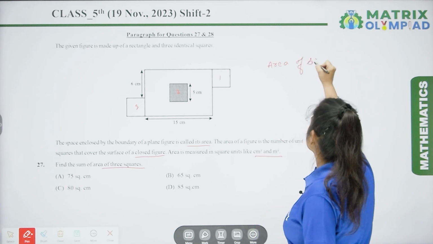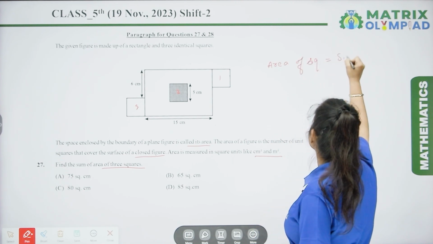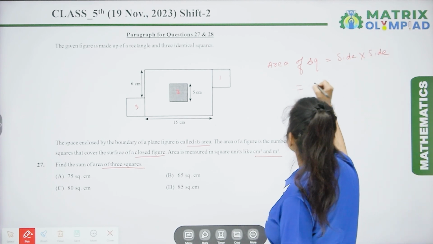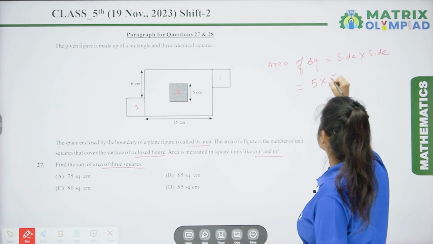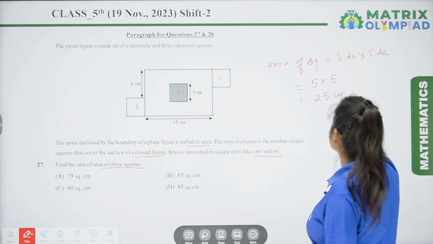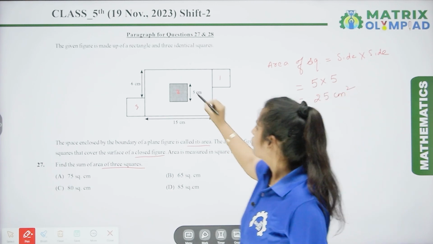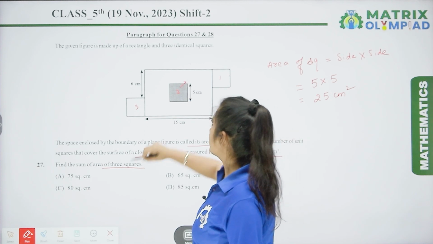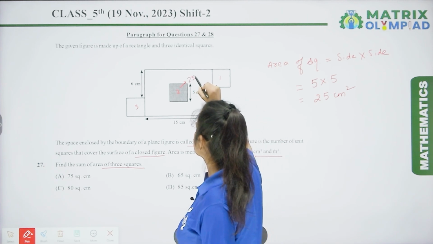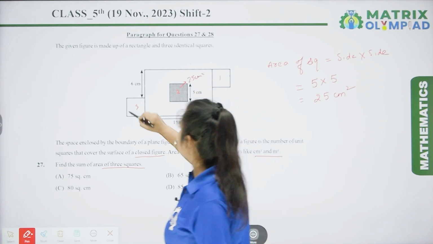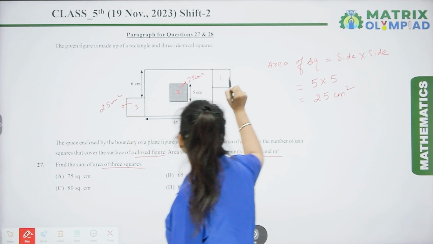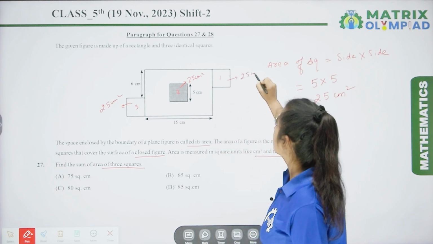Area of a square is equal to side into side. So we have side 5 centimeter, 5 into 5 is 25 centimeter square. So as the 3 squares are identical, it means they have same area. This is 25 centimeter square, this will be 25 centimeter square and this is also 25 centimeter square.